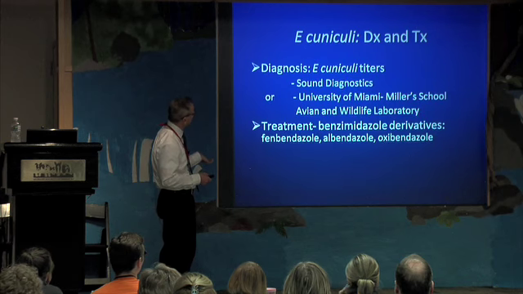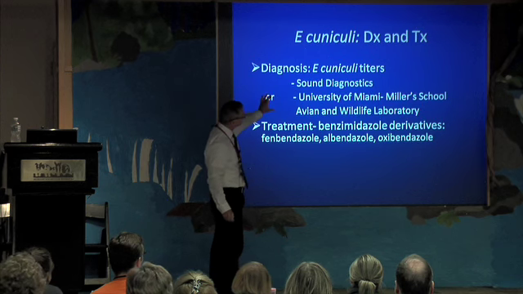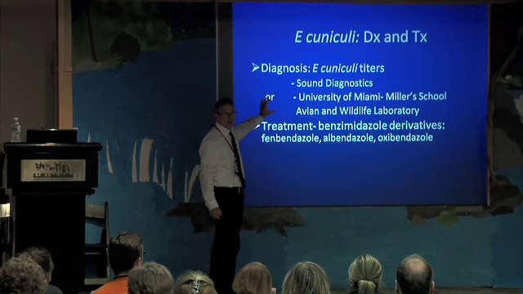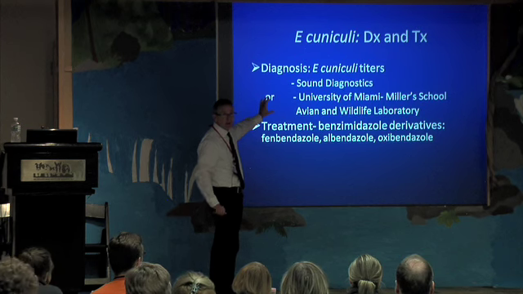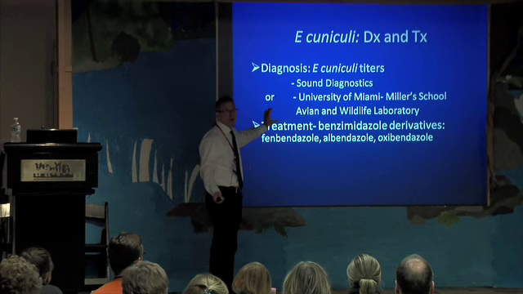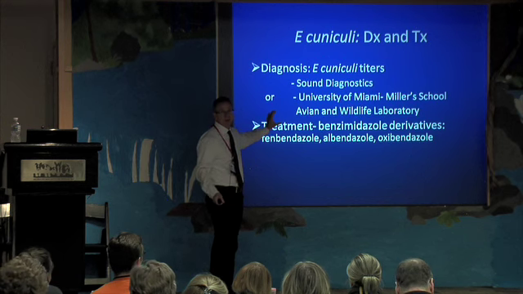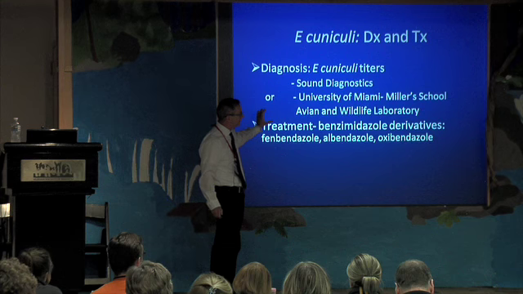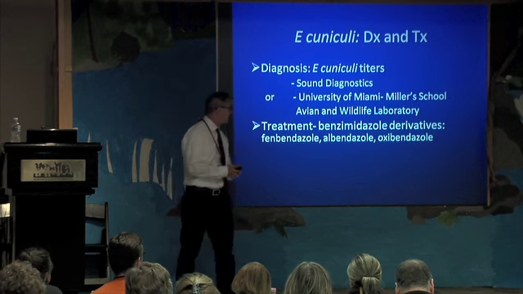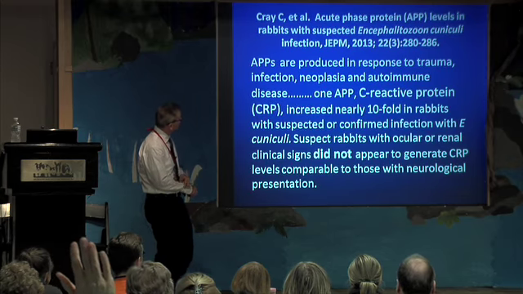So for diagnostics, we've for years done titers. There are two labs that do these titers, and we're looking at the body's immune response in the bloodstream to this E. cuniculi parasite. And if it's high, we call it positive based on clinical signs. It's also showing clinical signs. We're not knowing 100% if it's positive. We tend to treat based on that information. And what we treat with are all these benzimidazole derivatives: fenbendazole, albendazole, and oxibendazole. So we'll come back to that.